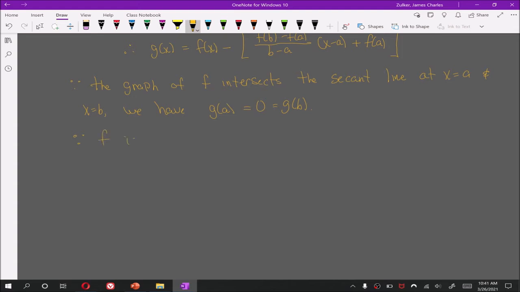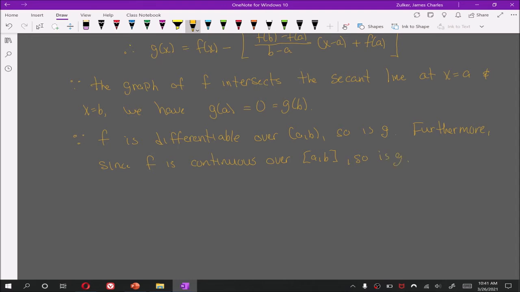Since f is differentiable over the interval a to b, so is g. Furthermore, since f is continuous over the closed interval a to b, then so is g.